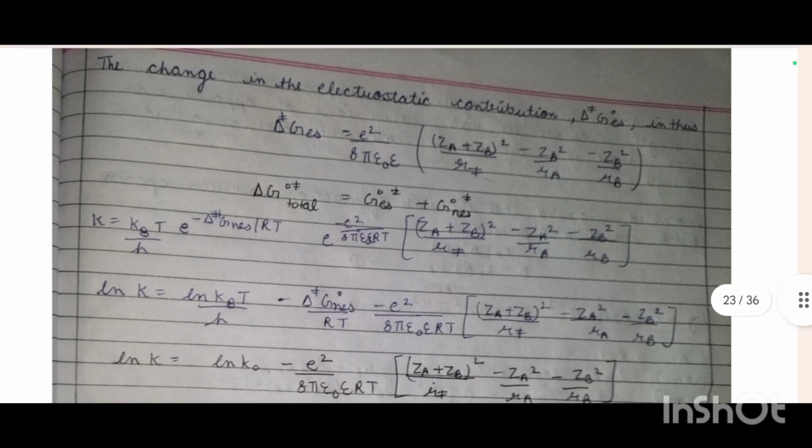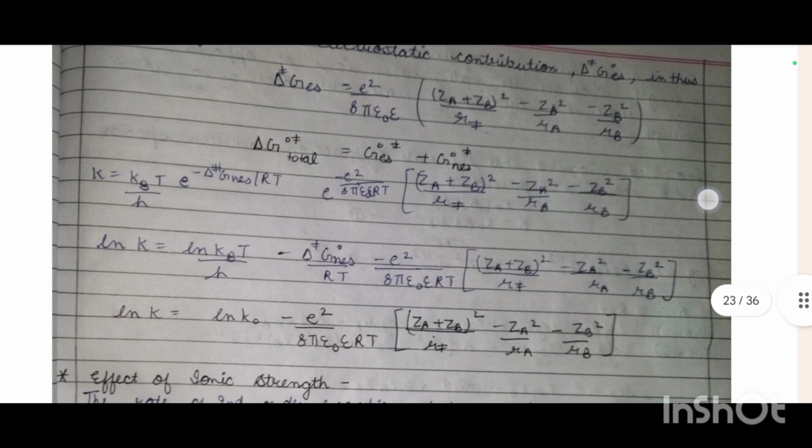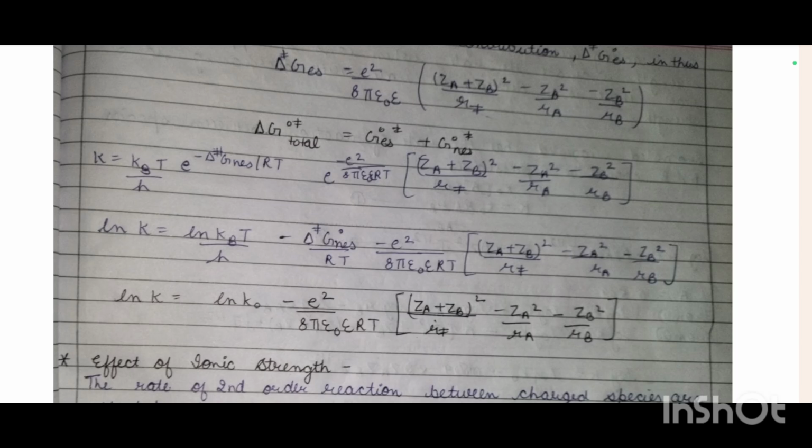The total Gibbs free energy is equal to the Gibbs free energy of the electrolyte and the Gibbs free energy of the non-electrical part. k is equal to (k_BT/h) e to the power minus ΔG divided by RT, multiplied by e to the power minus e²/(8πεRT) times [(z_A + z_B)² minus z_A² minus r_A minus z_B² minus r_B].